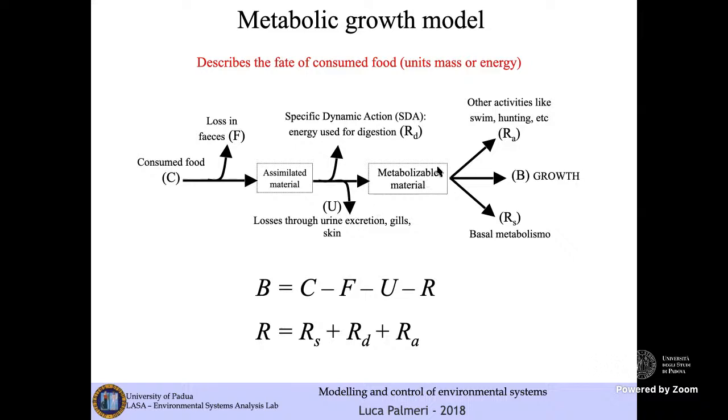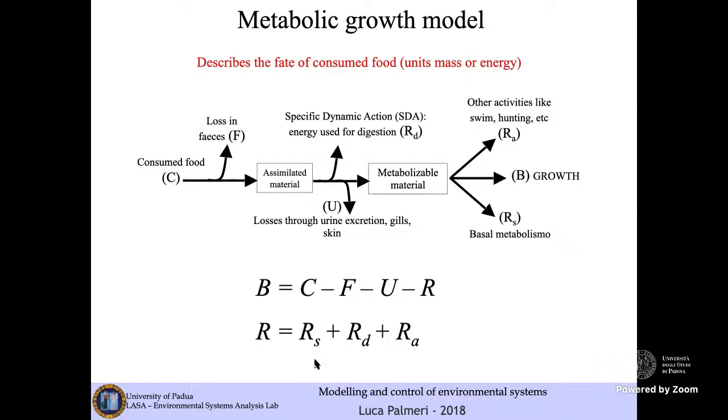What remains is metabolizable material, or materials that may be metabolized by the animal. Of these we may subdivide again into three quotas. The first one is the other activities like swimming, hunting, and so on, RA. The third one is the basal metabolism, what we call RS, that is the energy employed by starving organisms, so the energy employed as a base energy for keeping the animal living. What remains after all this decomposition is what may be transformed into new biomass of this organism, what we may call growth.